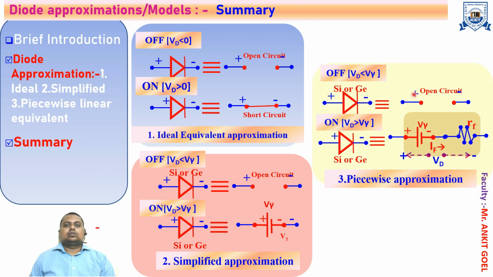Then this is the third approximation, in which again the off-state model is the same for VD less than or equal to V gamma. In this approximation, we have considered the effect of the cut-in voltage as well as the internal forward resistance of the diode, that is small RF. So when the diode is in the on state, for a voltage across it greater than the cut-in voltage, the diode is replaced by a battery of magnitude equal to the cut-in voltage in series with the internal forward resistance. So this is all about the diode approximations.